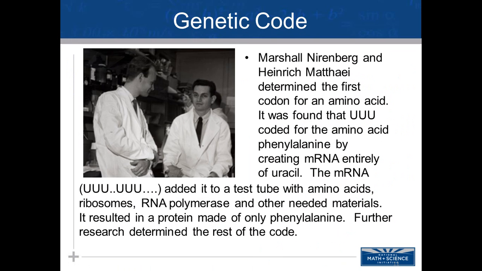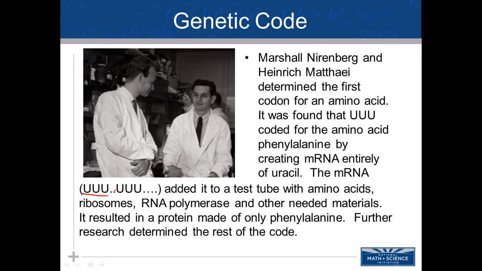So how did they ever crack the genetic code? So here's a little history on that. There were 2 gentlemen, Marshall Nirenberg and Heinrich Matthaei, and their experiment was performed May 15th, 1961, and they cracked the genetic code because they took a test tube, and what they put in that test tube were amino acids, ribosomes, RNA polymerase, and other needed materials. And then what they added was a piece of messenger RNA that contained only uracil, UUU, UUU, UUU.